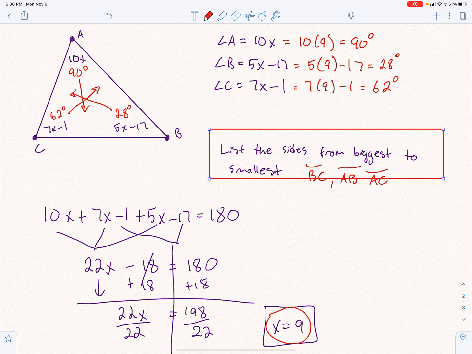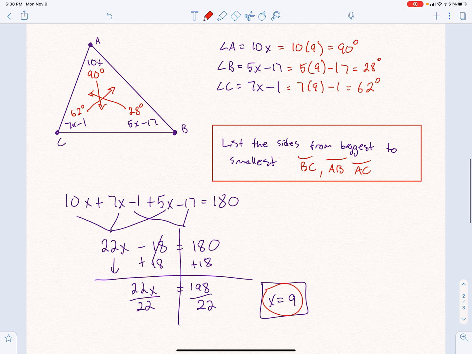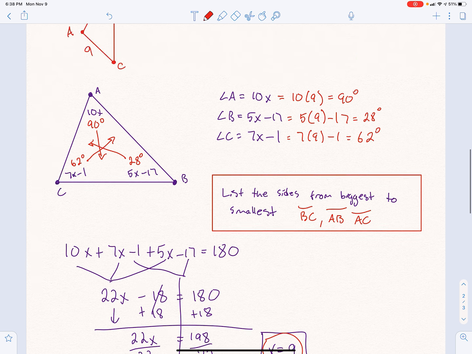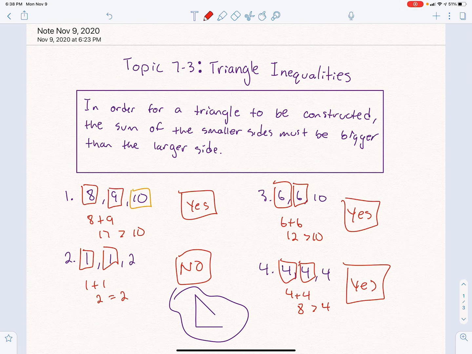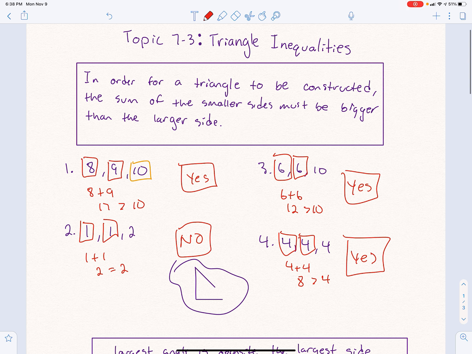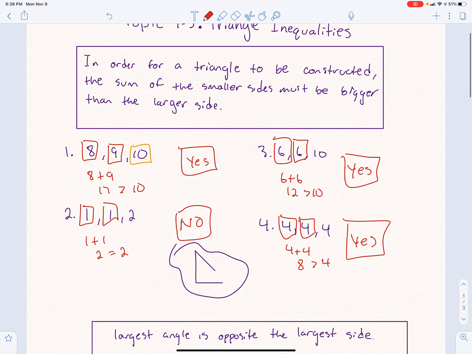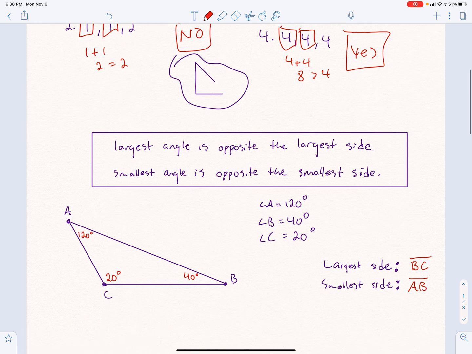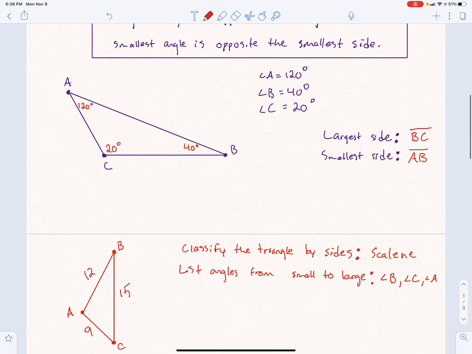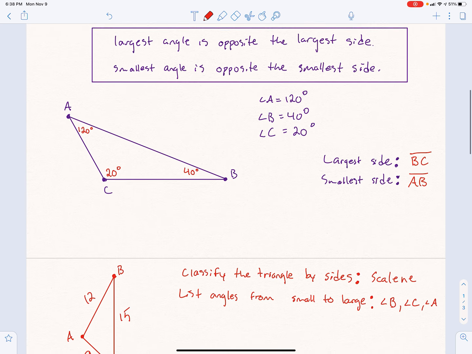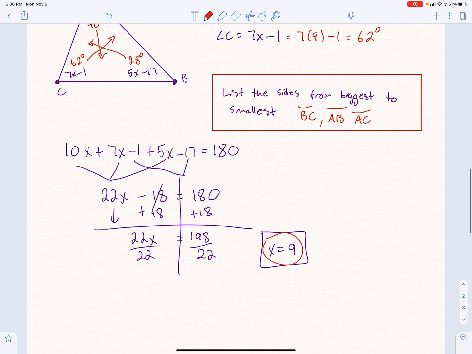Now, that's a long question with a bunch of different stuff that we talked about, but it's all about the process and what we're trying to answer and what leads us to that answer. So again, very important concepts from this section would have been how to construct a triangle. The two smallest sides have to be bigger than the large side, and the largest angle is opposite the largest side, and the smallest angle is opposite the smallest side. So those are the things that are most important. And if you have any questions, write them down, and I'll see you in class.